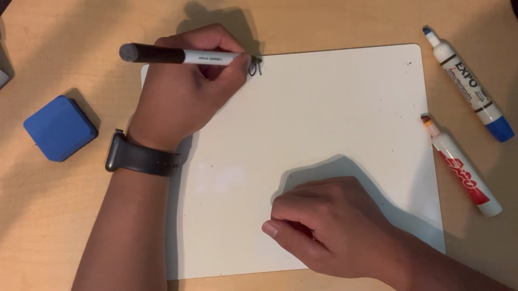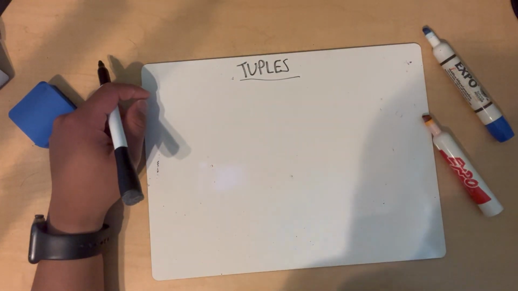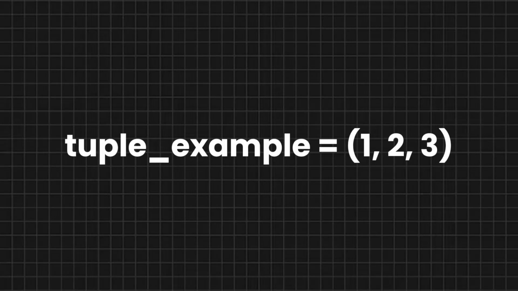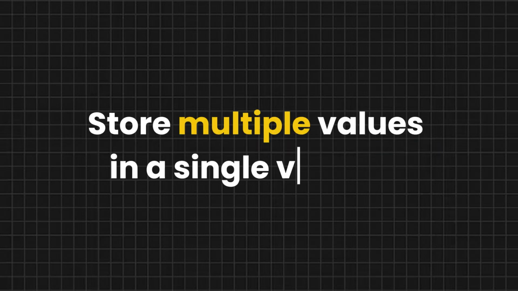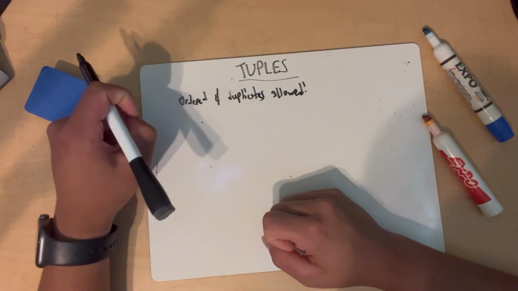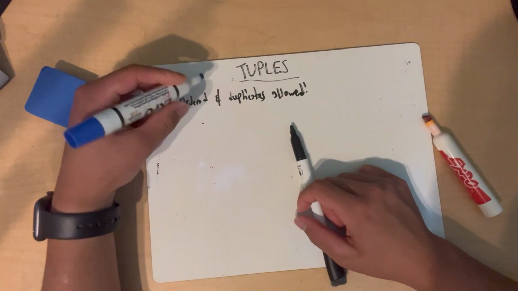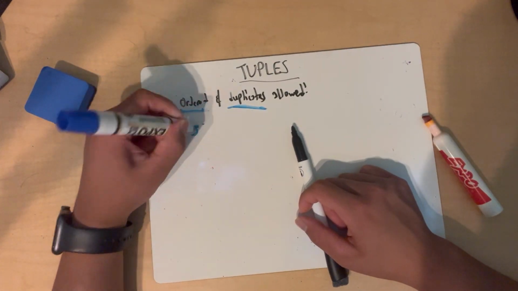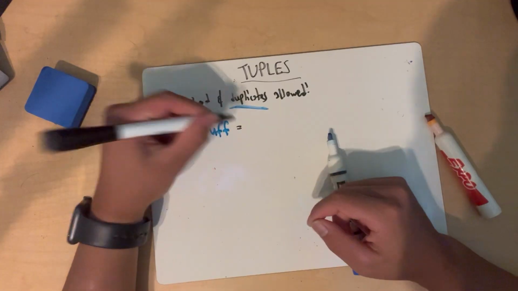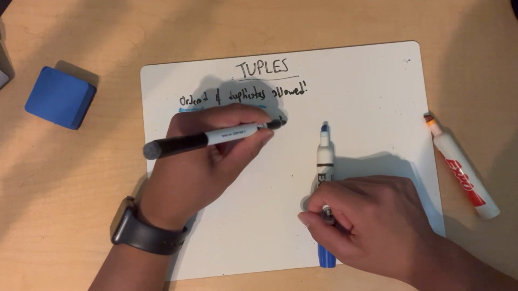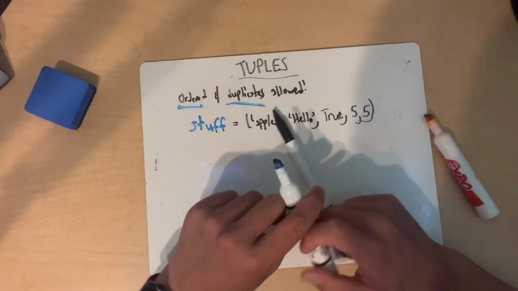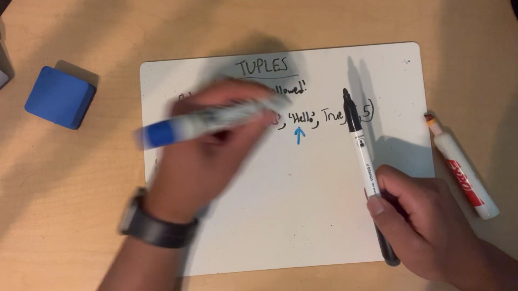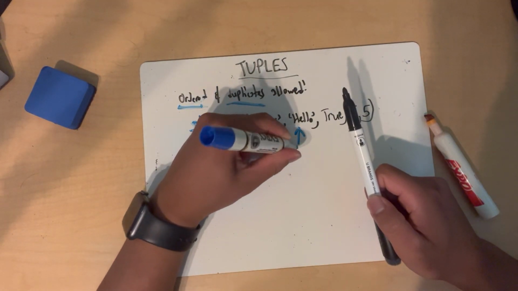Okay, so the last data structure I'm going to talk about is tuples, and you can create it by wrapping the items around with parentheses. And it's really similar to lists and sets because you can store multiple values in a single variable. And like lists, the items in a tuple are ordered, and you can have duplicate values. So let's say I have an example called stuff and has 5 elements: apples, hello, true, 5, and 5. And I can access the second element of this tuple similar to lists using bracket notation.